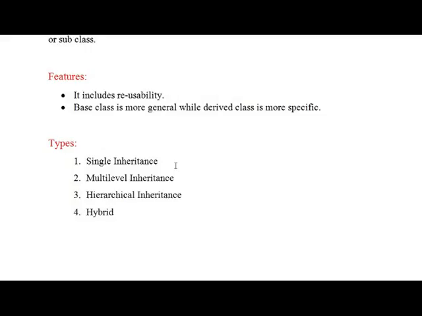This is like the buildings. Then hierarchical: if we derive more than one class from a single base class, then it is hierarchical inheritance. Then a hybrid is a combination of any of these, called hybrid inheritance. So this is about inheritance.